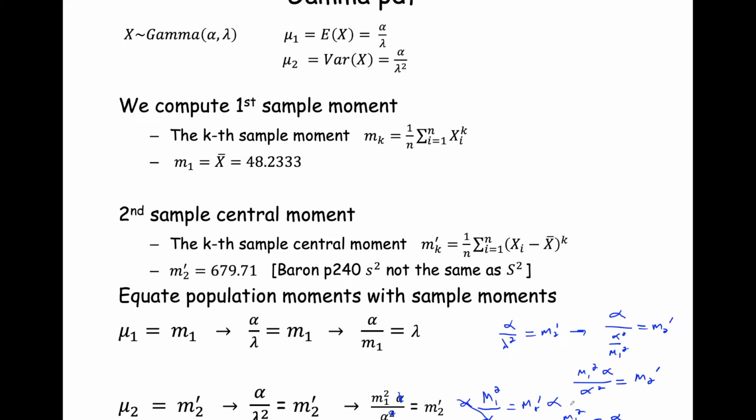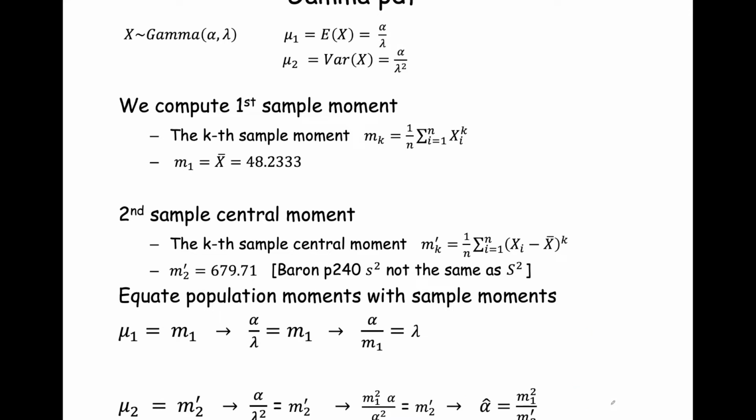This is going to be an estimator for alpha, the parameter of the gamma distribution. And because it's an estimator, we call it alpha hat. And that's exactly what we get. So we say alpha hat is equal to m1 squared over m2 prime. Now, each of these m's are the sample version of the moments, the square of the first sample moment, and this is the centralized version of the second sample moment. Okay, so that's our alpha.